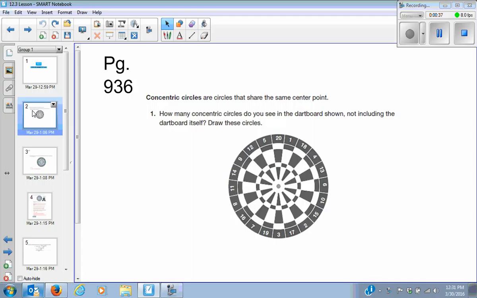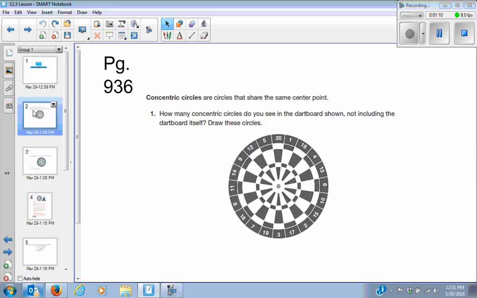We're going to be on page 936, and concentric circles are circles that share the same center point. If you've ever seen a water droplet in slow motion, where one little water droplet drops into water, and you see the rings that happen, every one of those circles has the same center. The center is where the drop of water hit the water, and those rings that form out are called concentric circles.